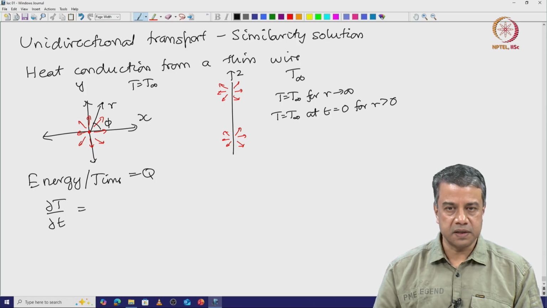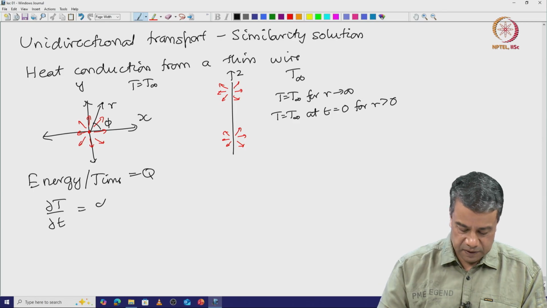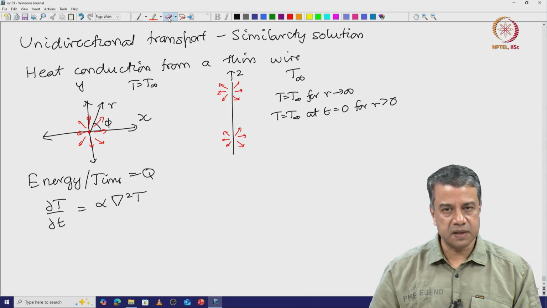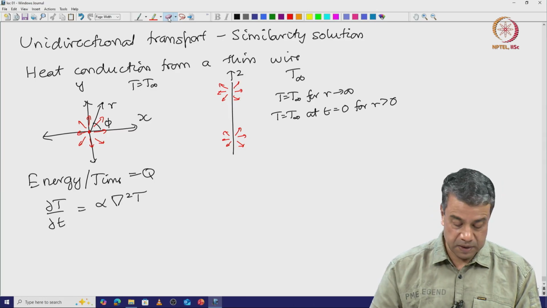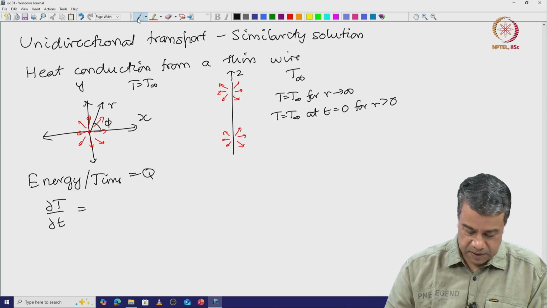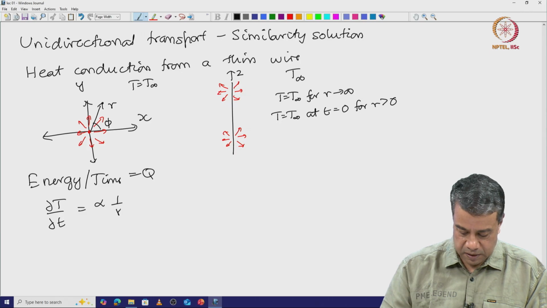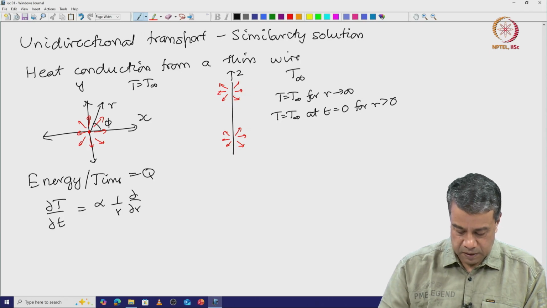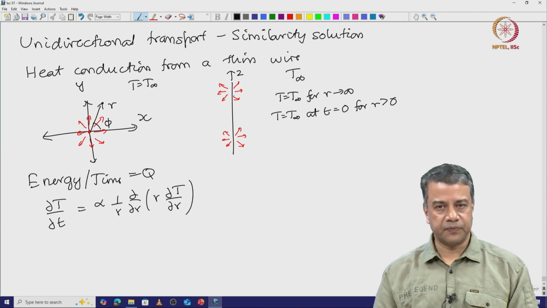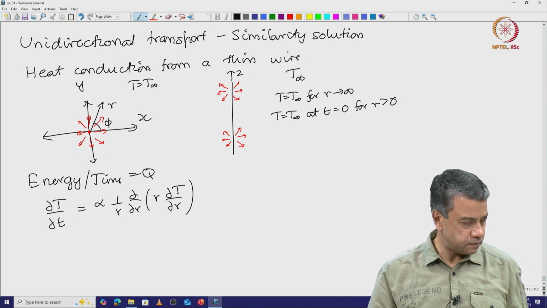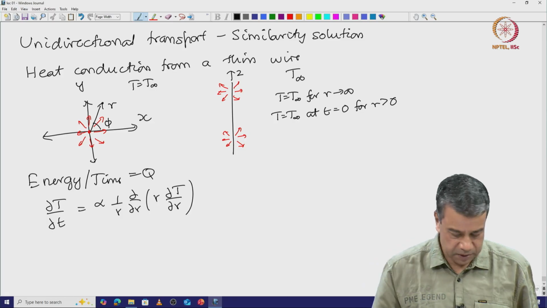Recall that the conservation equation in this case is alpha del square T. And when there is a variation only in the r direction, there is no variation either around the wire or along the wire. Then this becomes equal to alpha into 1 by r d by dr of r partial T by partial r. So, that is the conservation equation.